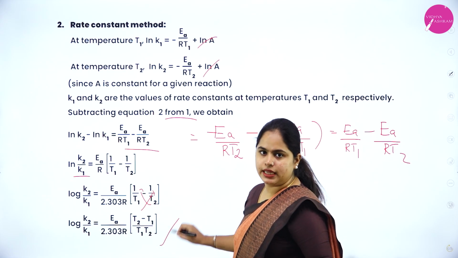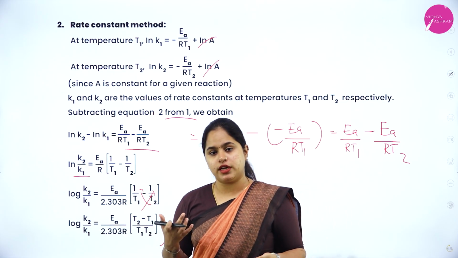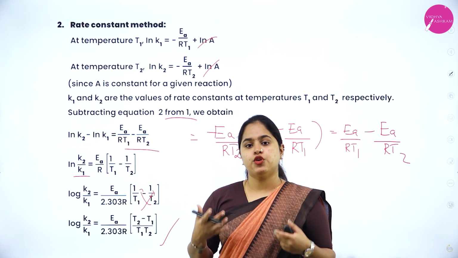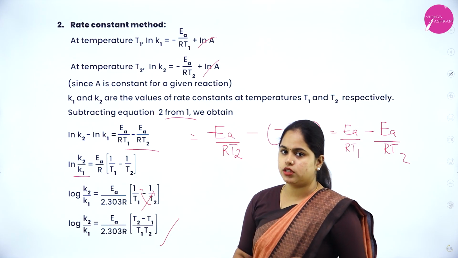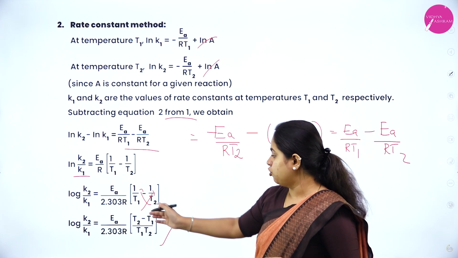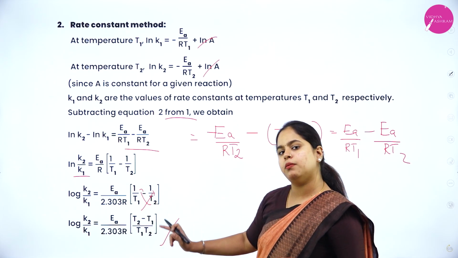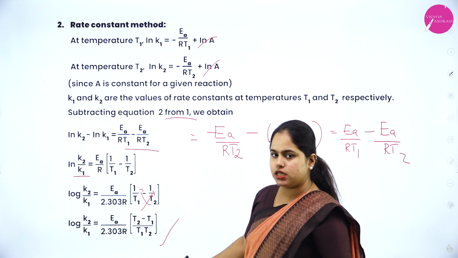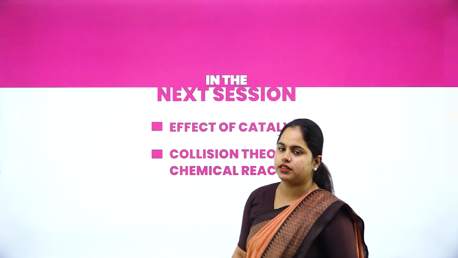So if you have to calculate the activation energy for a reaction, if you know the rate constant for two different temperatures, you can directly use this equation. That is, log K2 by K1 will be equal to Ea by 2.303 R into T2 minus T1 by T1 T2. So this equation is also important. From this also you can calculate the activation energy.